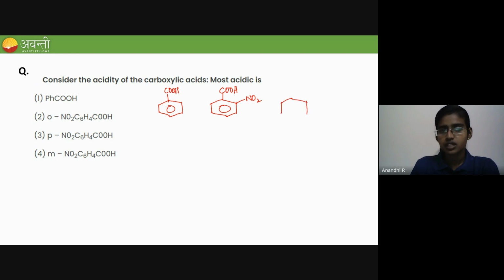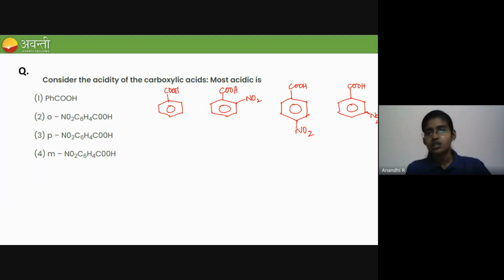What is the third compound? The third compound is para-nitro. What is para-nitro? You have to attach the nitro group in the opposite position, opposite to COOH. So this is para-nitrobenzoic acid. And the last compound is meta-nitrobenzoic acid. Meta-nitro means alternate to the COOH. So we have to find out the most acidic compound among these 4.